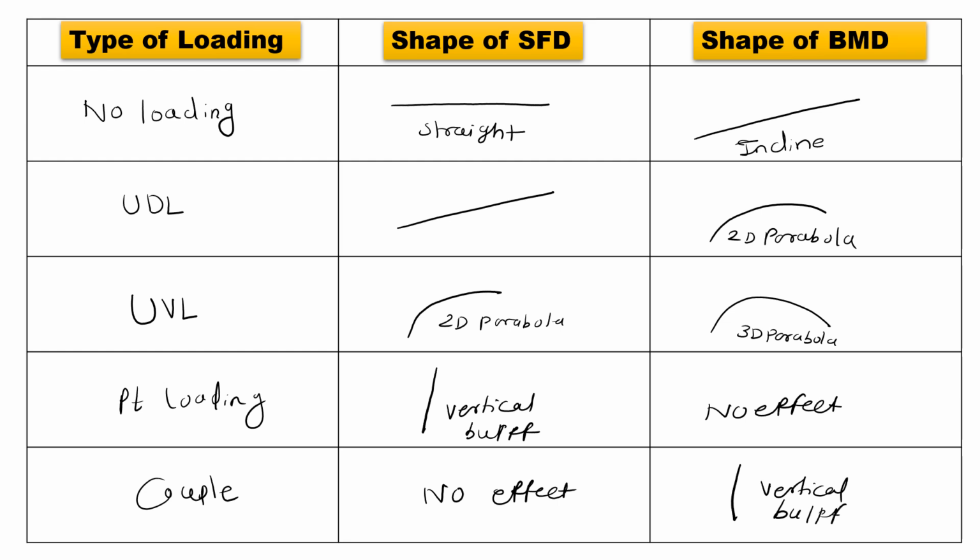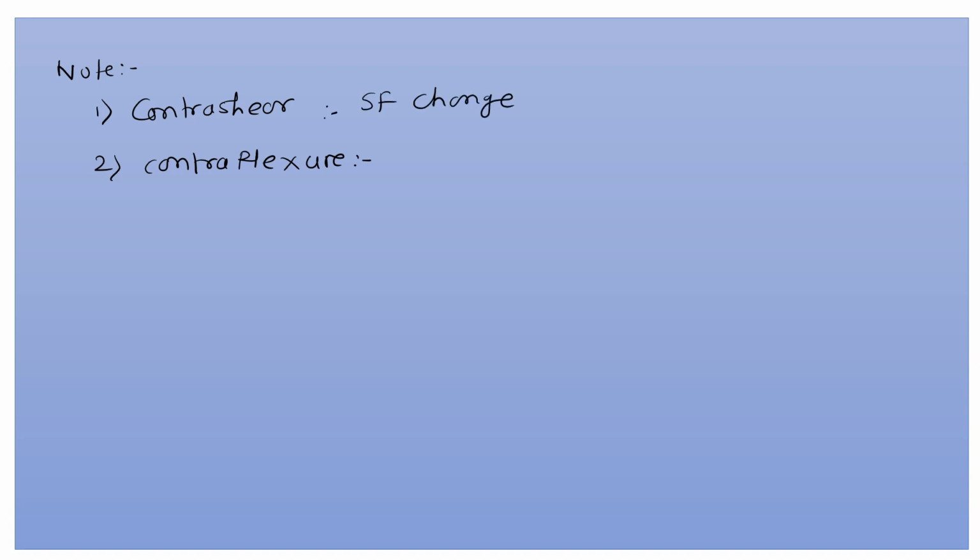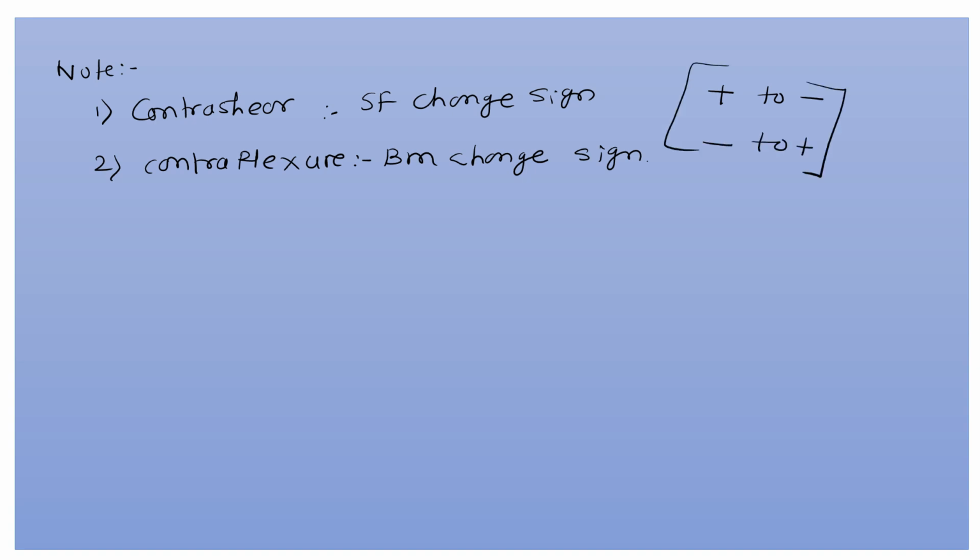Then there are some important points. Please note these points. First point is contra-shear, and second point is contra-flexure. Contra-shear is related to shear force, contra-flexure is related to bending moment. If shear force changes its sign, then that point is called contra-shear, and if bending moment changes its sign, then that point is called contra-flexure. Changes its sign means from positive to negative or from negative to positive. This is the conversion of shear force and bending moment diagram.